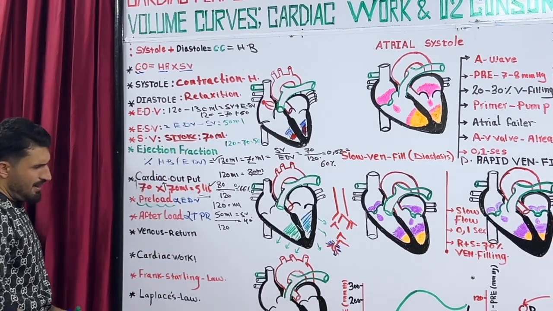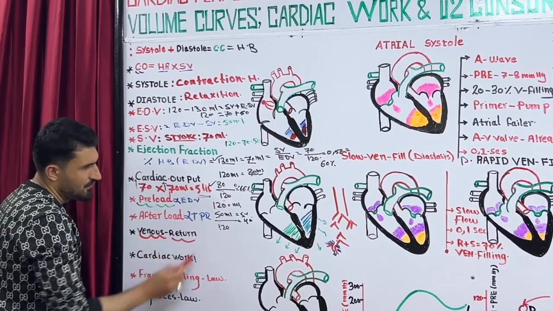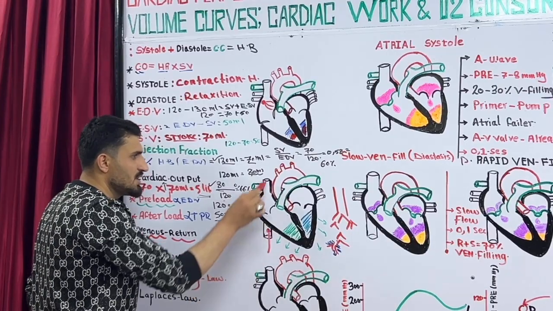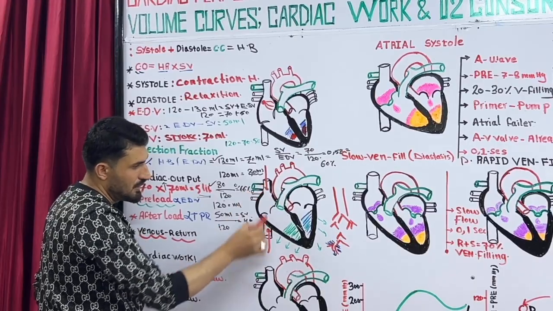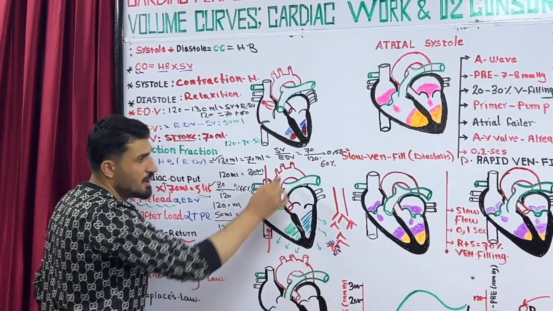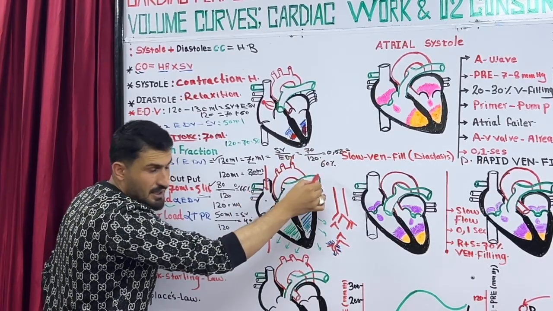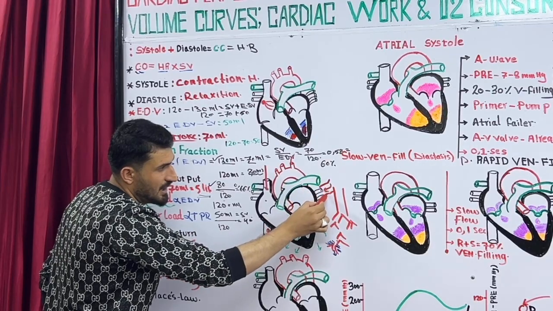Got it? Now about venous return. The amount of blood which returns to the heart from systemic circulation through superior and inferior vena cava and through pulmonary circulation through pulmonary veins.